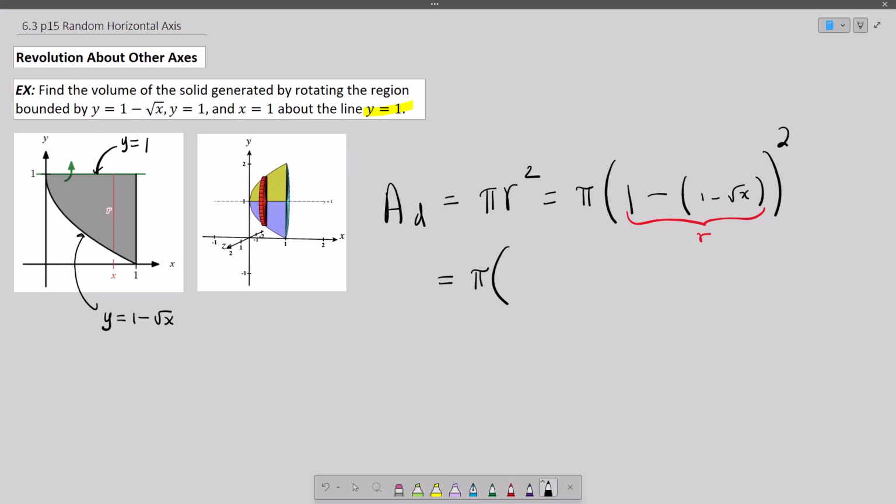So we're going to simplify this. So a pi multiplied by. When we distribute the minus sign here, we'll get a 1 minus 1. The 1's will cancel. We'll get a positive square root of x. And then we square that positive square root of x, and we get just x. So this is our area function. So that's measuring the area of the disk at x.